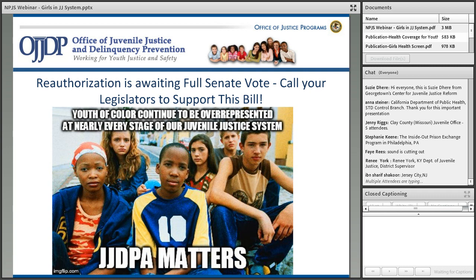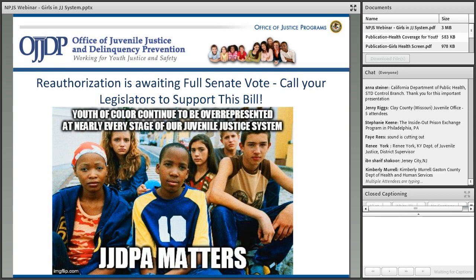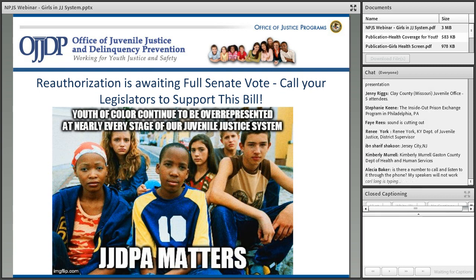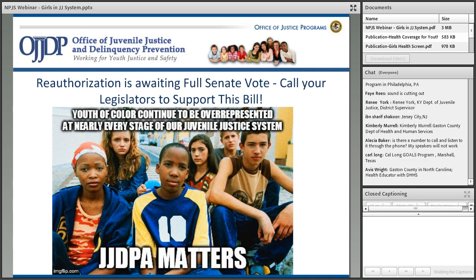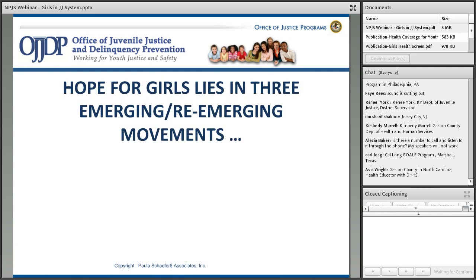So what I want to say is that, please, this is really important, that the bill gets reauthorized. So please call your legislators to support this bill. It does matter. Francine Sherman wrote an article on behalf of the National Crittenton Foundation, which I'll give you the resource for down the line, related to gender injustice, why the JJDP Act matters for systems-involved girls. And she talks about statistics, the increase of girls in the system over the last few years. So please support the bill. Call your legislators.